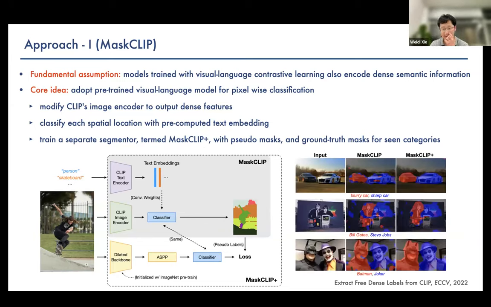So as you can see, the model can segment different persons, Batman and Joker, and Bill Gates, Steve Jobs. So it can distinguish instances now. So this is about inheriting what the CLIP has.